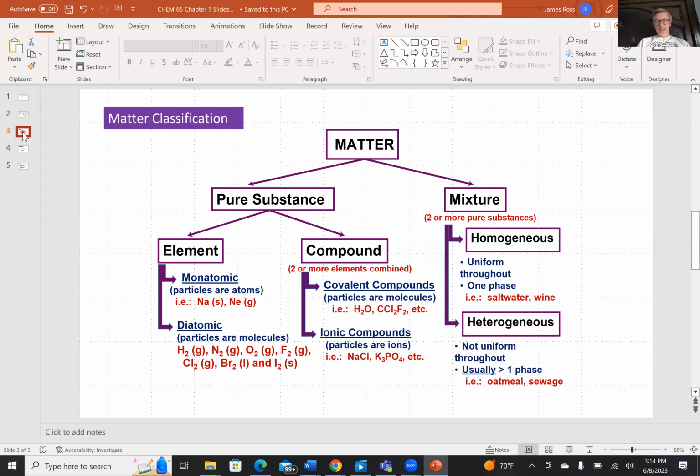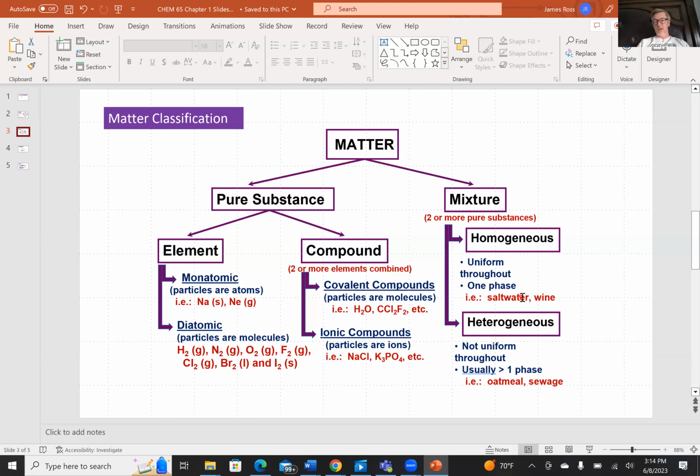Now that we know what matter is, let's classify it. Matter can come in two broad flavors. It can either be a pure form of matter or a mixture. Let's look at mixtures first. There are two flavors of mixture, homogeneous mixtures and heterogeneous mixtures. Taking the homogeneous first, the prefix homo means same. So a homogeneous mixture is more than one material combined in a way that it looks the same. It looks uniform, it looks featureless.